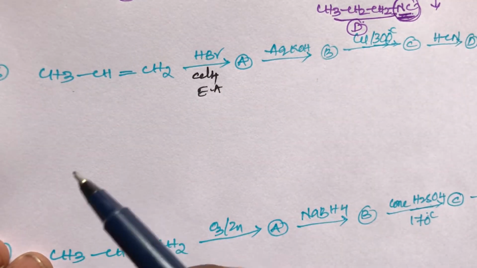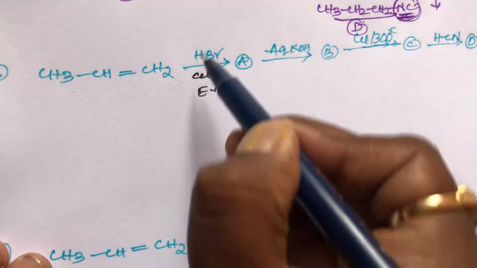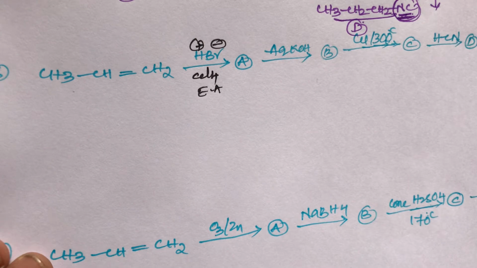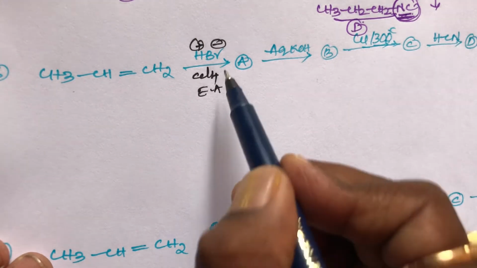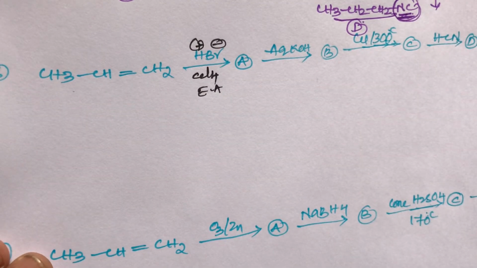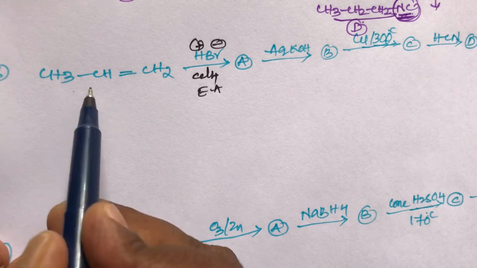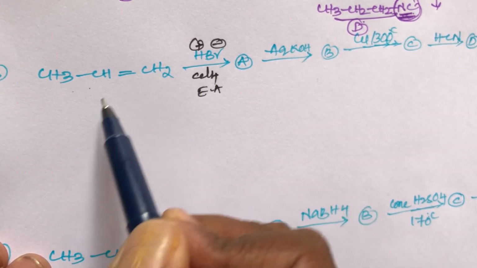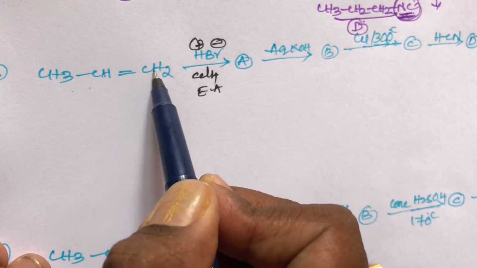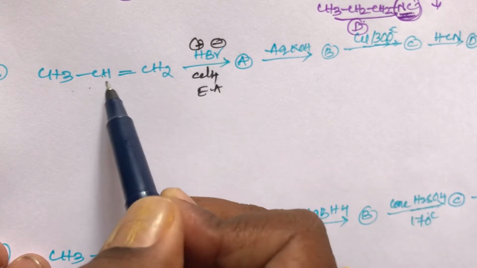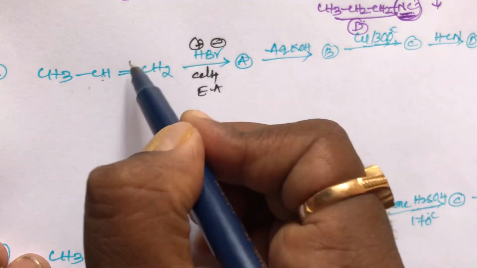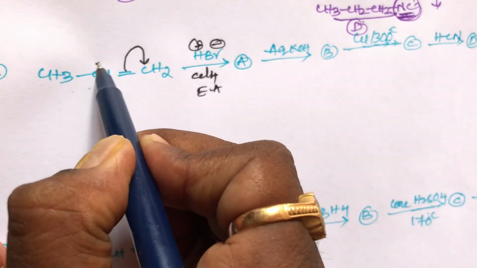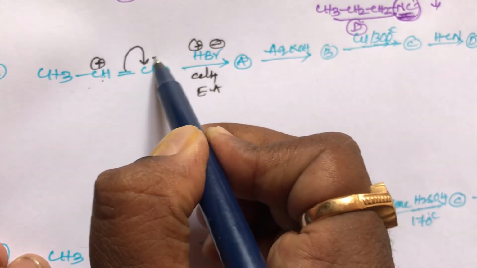According to the Markovnikov rule, we know this is H plus and Br minus. The nucleophile, Br minus, will always attack the carbon which contains less number of hydrogens. H plus will attack the carbon which contains more number of hydrogens. So the addition of HBr is in between this carbon and this carbon; the bond shifts towards the right-hand side, giving this carbon a positive charge and this carbon a negative charge.